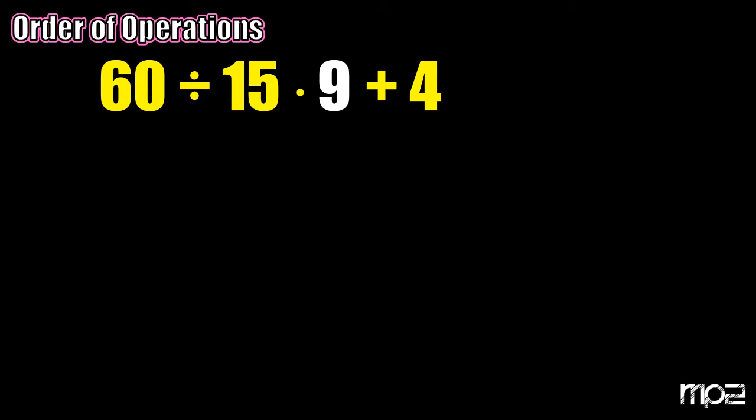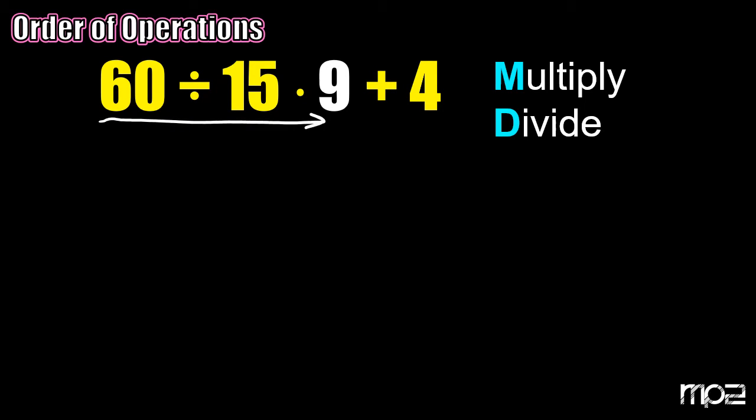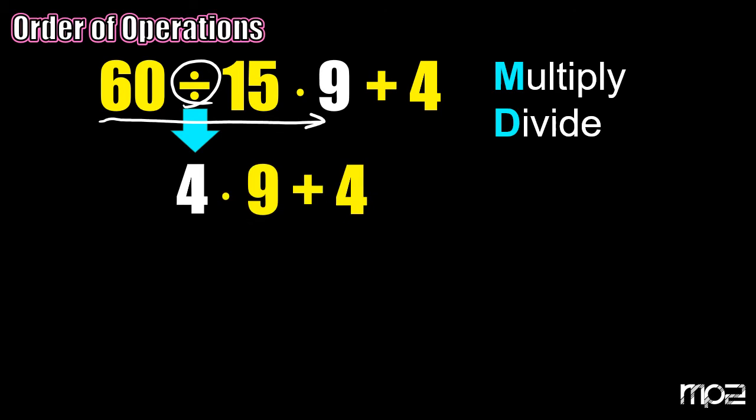Now as we get ever closer to a simplified version of this problem, our next step, we realize we're going to multiply or divide, whichever comes first. When I read this problem left to right, we realize that division comes first. So we do 60 divided by 15. I can do long division for this, and it'll come out to 4. Or I can count by 15: 15, 30, 45, and then 60, which gives me 4. And then I'm going to rewrite the entire problem. So I'm going to bring down the times 9 plus 4.